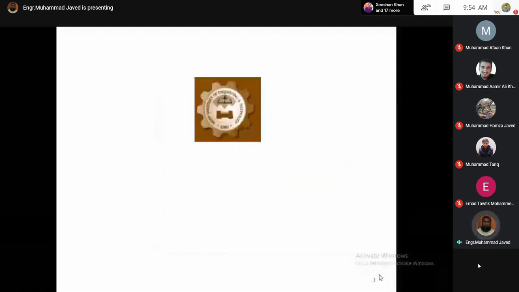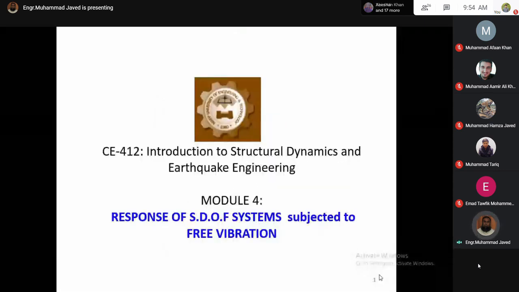So in module number 4, we will solve the equation of motion for single degree of freedom system subjected to free vibration. Or in other words, we will determine the response of single degree of freedom system when subjected to free vibration. Response is a general term which can be displacement, velocity, acceleration, and internal forces. So response covers all these effects.